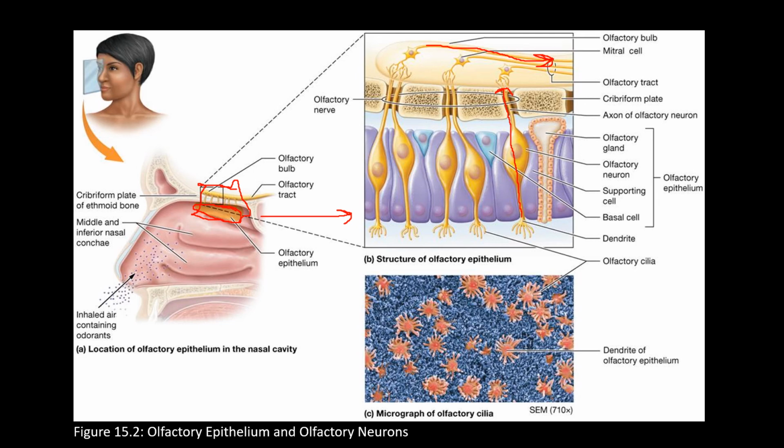And here you have an actual scanning electron microscope view of the epithelium. You'll see these sort of, I want to say starfish-like structures, and those are the dendrites. They're all reaching out, increasing that surface area, awaiting chemicals to latch on and be detected.